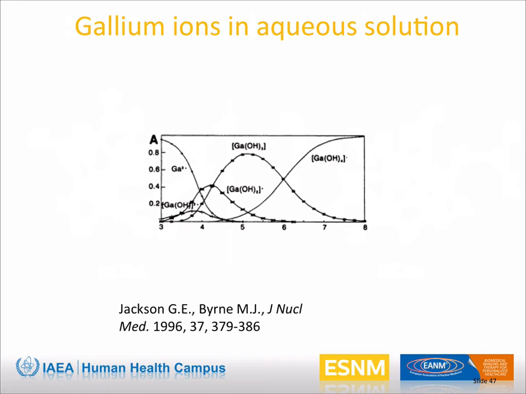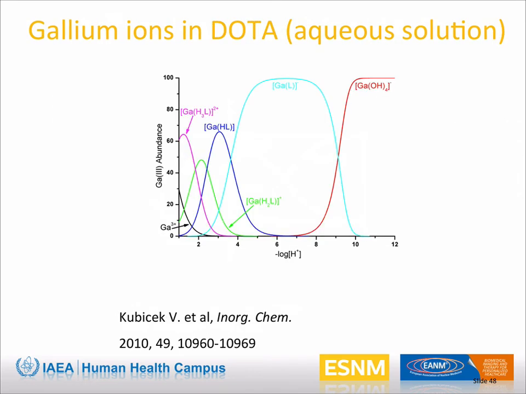It's very important when you're making gallium labeling to have the pH control. And you can see that the amount of free gallium decreases when the pH increases. And normally we do the labeling between 3.5 and 4.5. If the pH goes too high, you're going to have gallium hydroxide, and this precipitates, and thus no chemistry is possible.